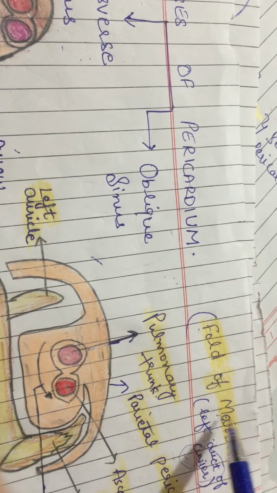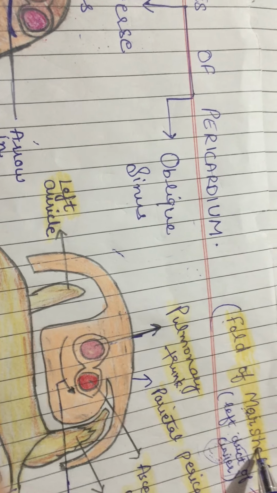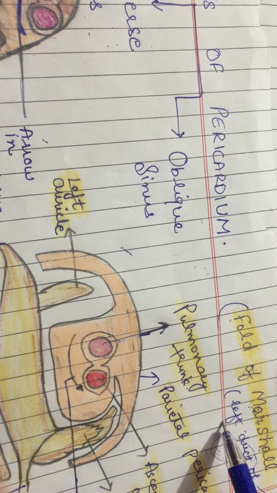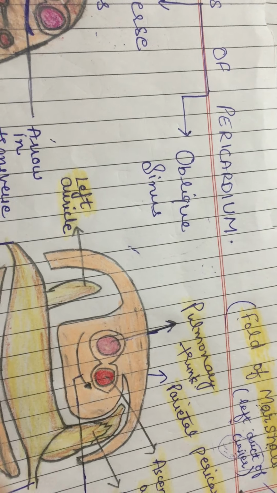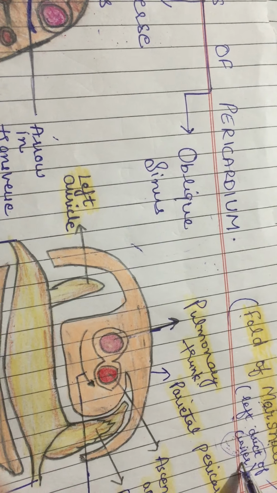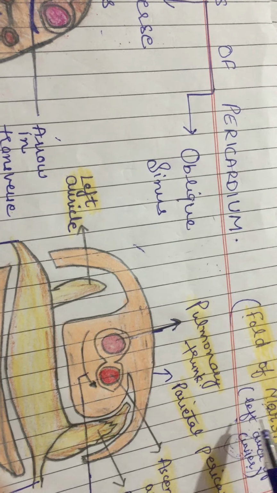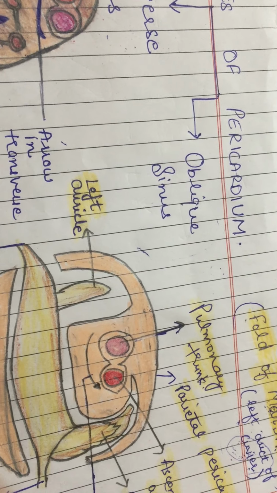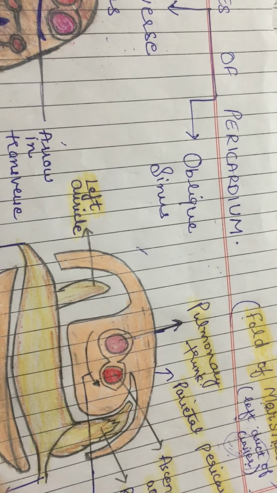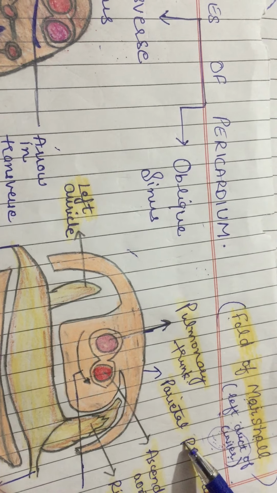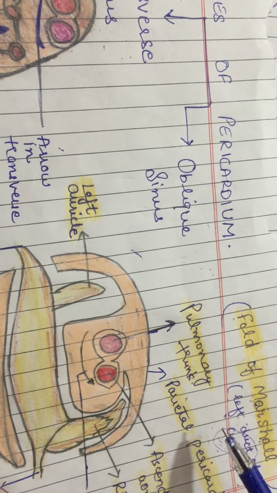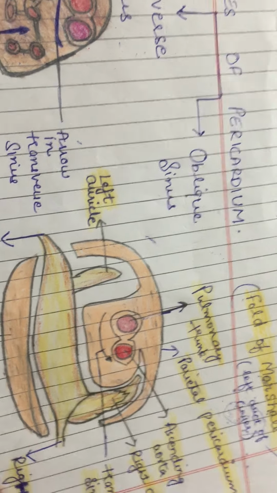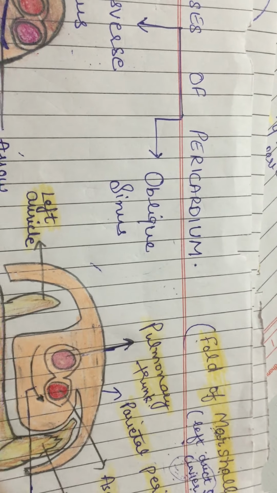What is the fold of Marshall? It is the fold of the left vena cava, which means it is a triangular fold of serous pericardium which extends from the left pulmonary artery to the upper end of the left pulmonary vein. The base of the fold is free and directed towards the left. It contains the remnant of the left duct of Cuvier, which is the left common cardinal vein, right? It is continuous above with the terminal part of the left superior intercostal vein and below with the oblique vein of the left atrium, right?